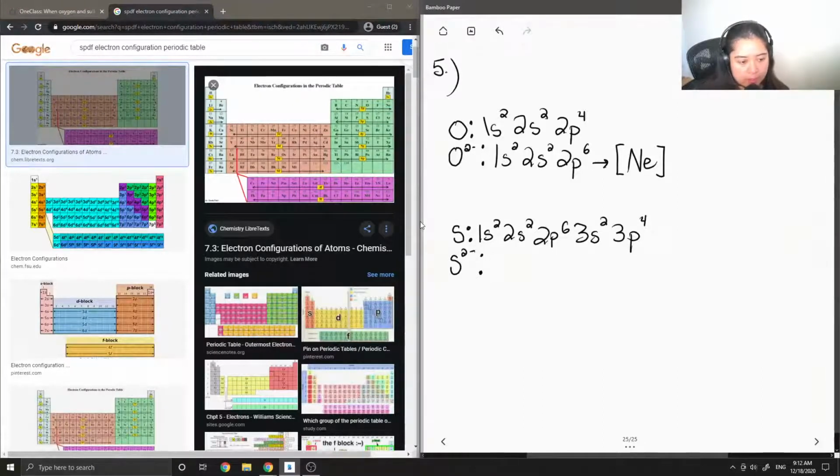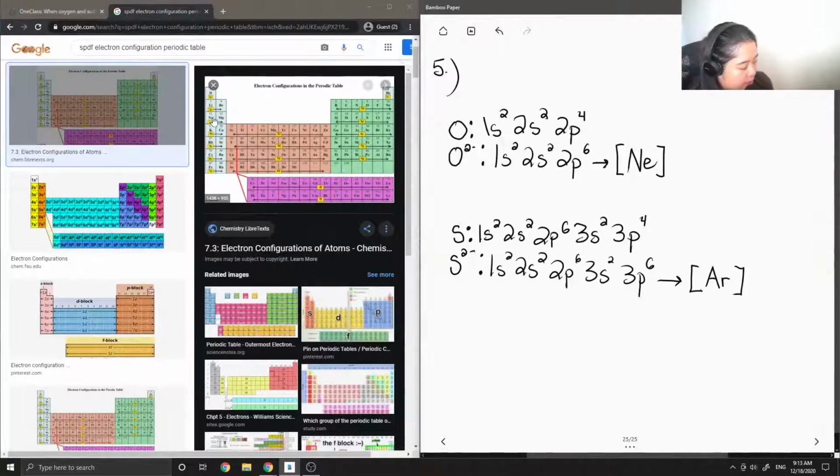Its new electron configuration would be 1s2, 2s2, 2p6, 3s2, and then 3p6. Again, if we look at our periodic table, it now has the same electron configuration as argon. So I'm going to put argon in square brackets.